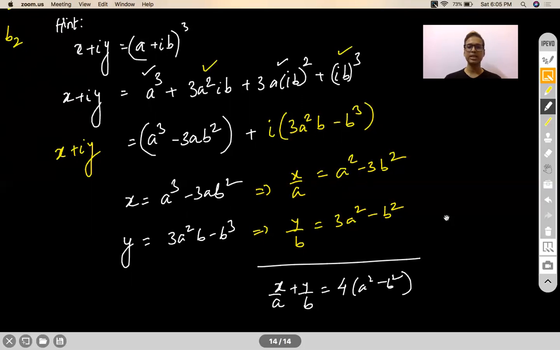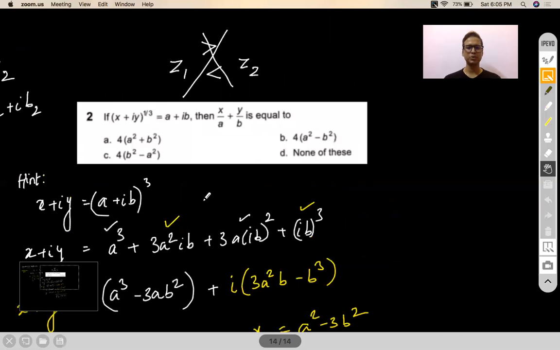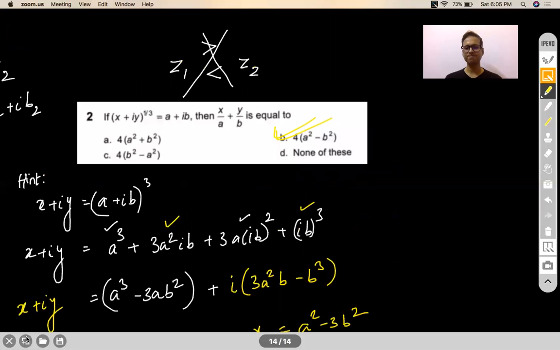Absolutely correct. Option number B is the right option. Cool, good. So we'll do one more. No, I think it's fine, sufficient, good enough. Okay. So this is the comparison of complex numbers. Now we'll take a break.